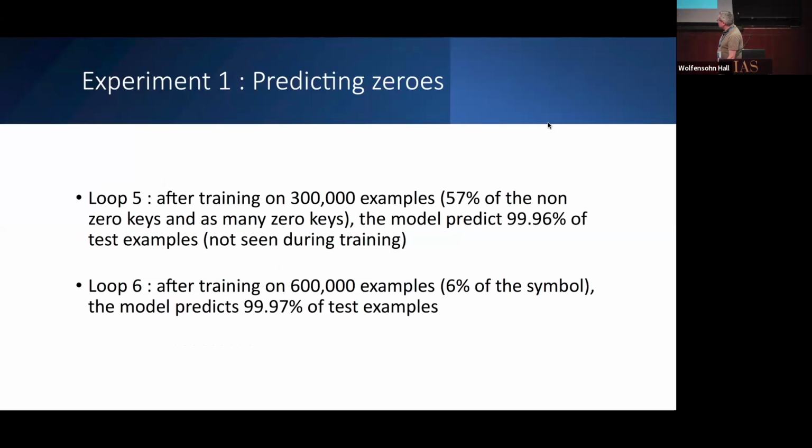And it works. You can see that on loop 5, after training on just 300,000 examples, that's about 57% of the non-zero keys and as many zero keys, the model predicts 99.96% of test examples, so all 10,000 test examples except 4. So it works. For loop 6, you need more examples, but way less of a symbol. So the model has absolutely no difficulty just looking at the letters, saying it's a 0, it's a 1. For us, it's not that easy, but it's perhaps doable.